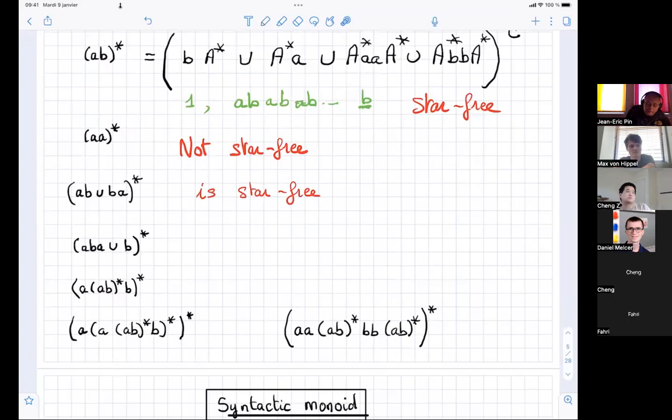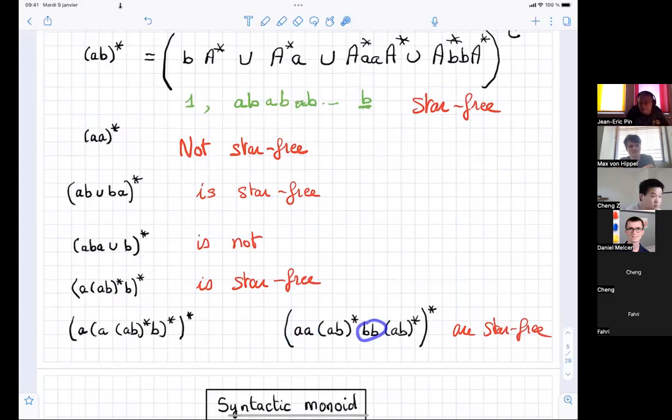The next one, that is this one, is not star-free. This one, the next one, is star-free. And the last two ones both are star-free. And actually, especially this one is amazing, because you have this pattern AA and BB inside under a star.